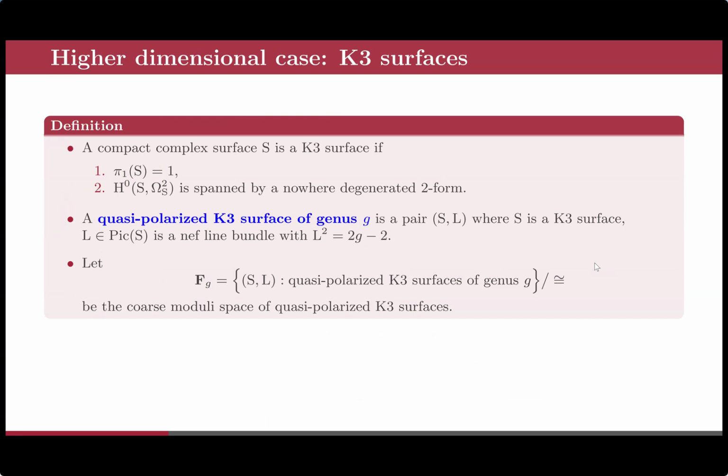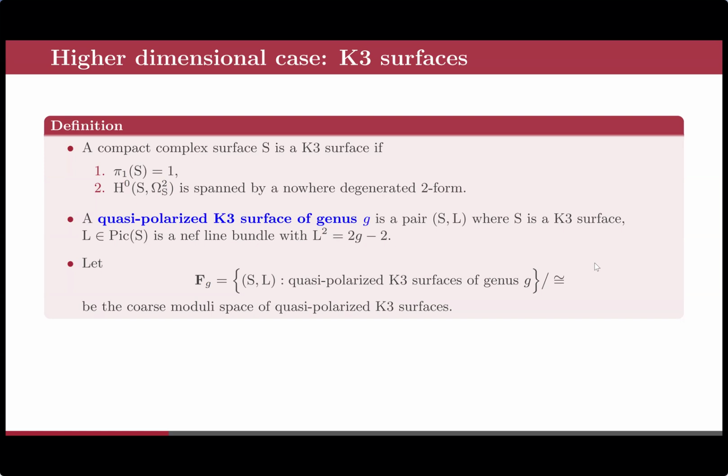Okay, let me briefly recall the definition. A compact complex surface is a K3 if it is simply connected and there is a nowhere degenerate two-form spanning H^{2,0}. And we can consider the quasi-polarized K3 of genus g, which is a pair (S, L) where S is a K3 surface and L is a nef line bundle whose self-intersection is 2g-2. The reason we call this genus g is that, given such a quasi-polarization, a general member in the linear system of L is a smooth curve of genus g. So that's the reason we call this genus g.